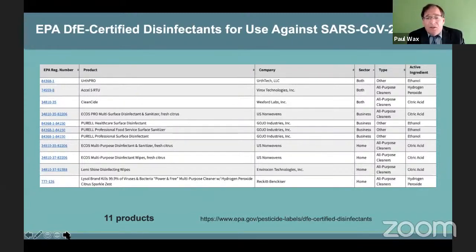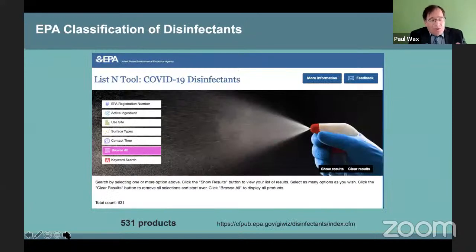And some of these include some of the hydrogen peroxide disinfectants and citric acid and ethanol. But there's only a total of 11 products. If you can go to the next slide. And when you go to this website that EPA has put out, which is a tool to access all the COVID-19 disinfectants, there's 531 products that have been touted as being effective against the coronavirus. And only 11 of them have that safe designation.